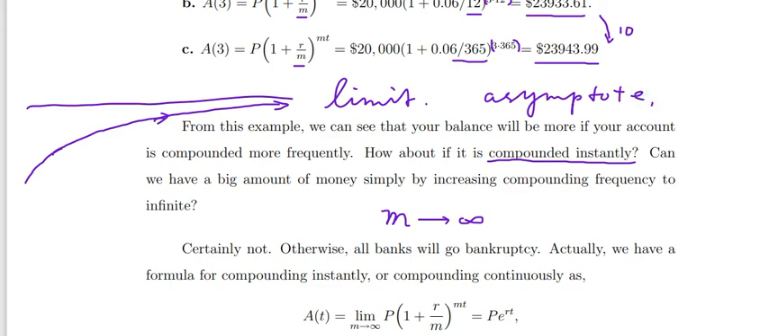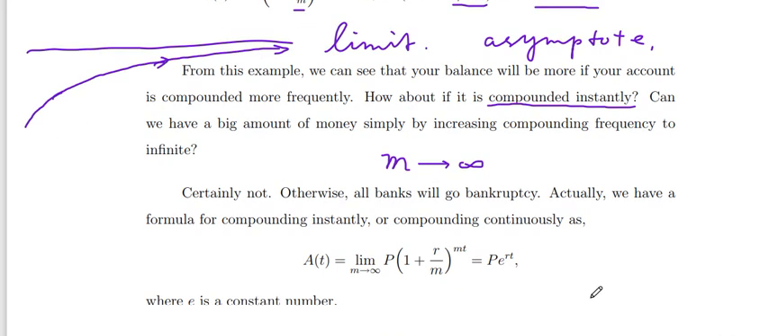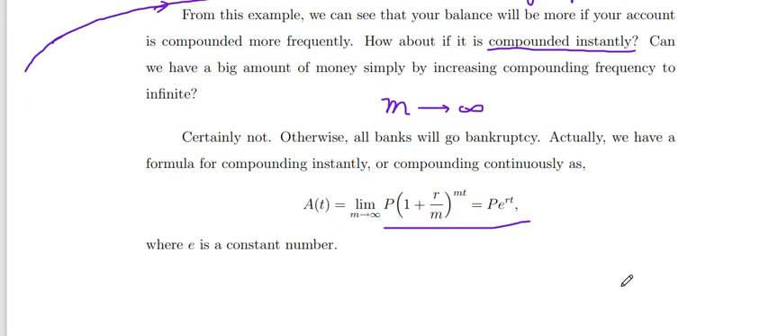Okay, we'll approach this. So we want to find the limit. Here we use the notation lim, limit, as m goes to infinity. We have this formula, A equals P e^(rt), where P is the principal, r is the annual interest rate, and t is the time in years.